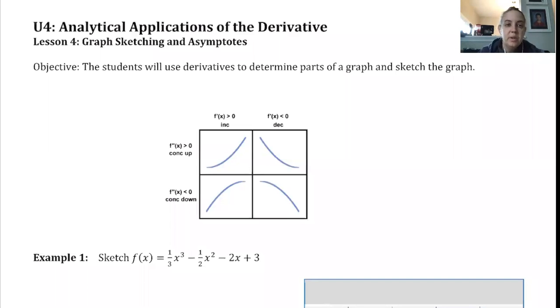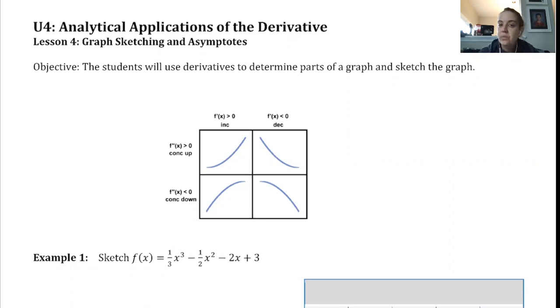Hey, good morning. We are still looking at analytical applications of the derivative. We're technically in Unit 5, not Unit 4 at the top there. But today we are graph sketching and looking at asymptotes. So we will use derivatives to determine the parts of the graph and actually sketch the graph. And this should say without a calculator. You're going to do this by hand.